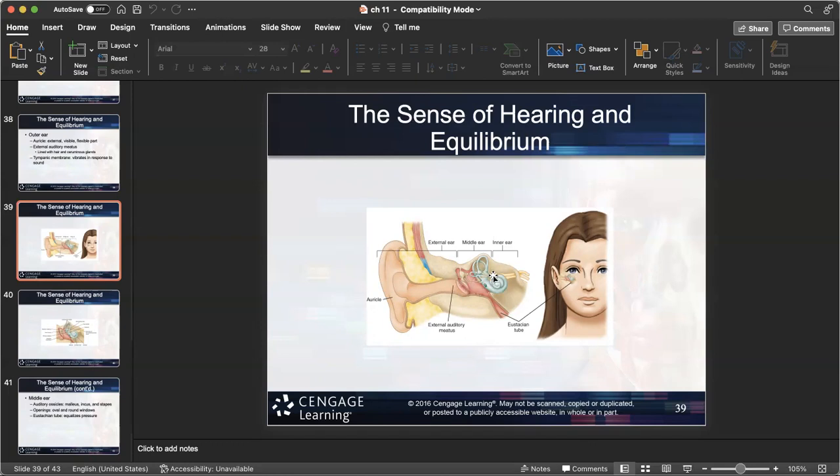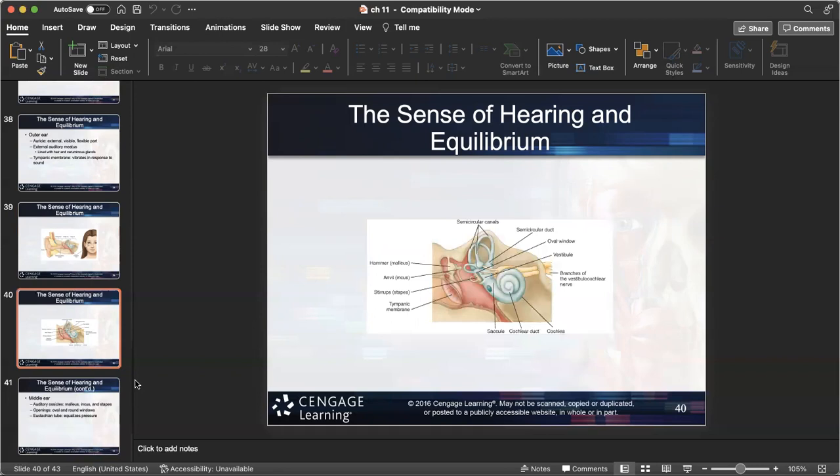What marks the middle ear is the very popular eardrum, more formally known as the tympanic membrane. There are 3 small bones known as the auditory ossicles. They are, fun fact, the smallest bones in the body. They're known as the malleus, incus, and stapes. They will carry sound waves from the external ear through the middle ear and into the inner ear. Here's a close-up of the malleus, incus, and stapes.